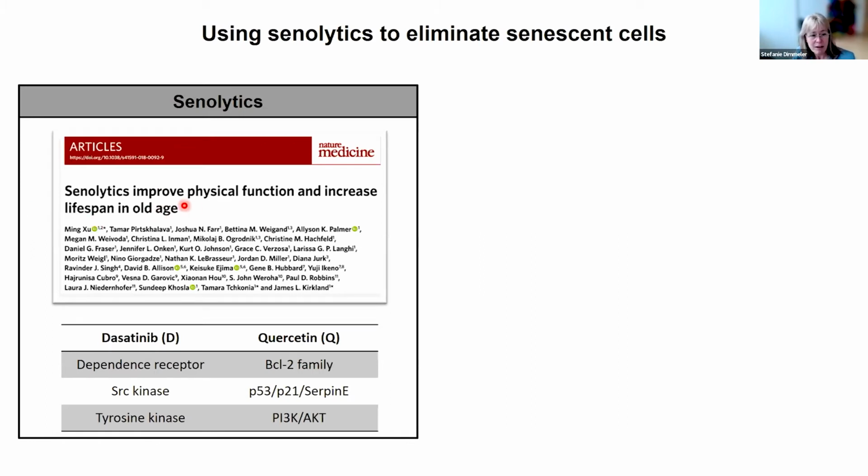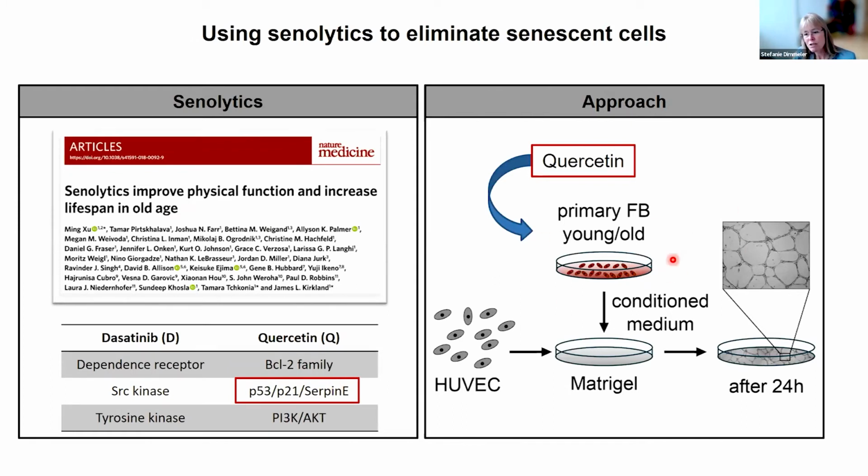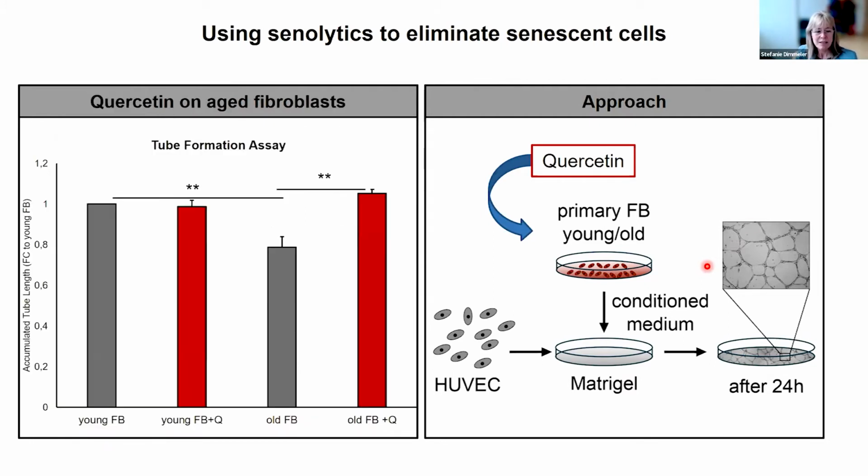Senolytics are described in this study. You can use different types of senolytics, and quercetin here is one of the senolytics which targets the serpin-E pathway. We used this to treat these young and old heart-derived fibroblasts, then took the conditioned medium and assessed whether we can get rid of these harmful effects. And indeed, when we used these senolytics, we could in part rescue these functions. So this is again young fibroblast medium, this is old fibroblast medium, and this is the same when we treat the fibroblasts beforehand with quercetin. So it appears that the senescence in the fibroblasts is somehow involved in the negative impact on these endothelial cells. And you see here a rescue, at least in the tube formation assay, by the treatment with senolytics.